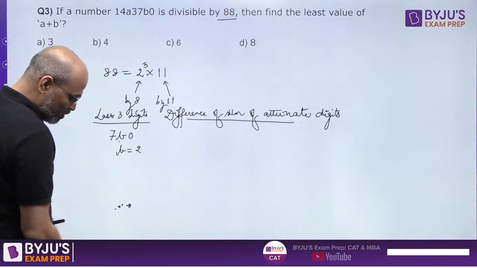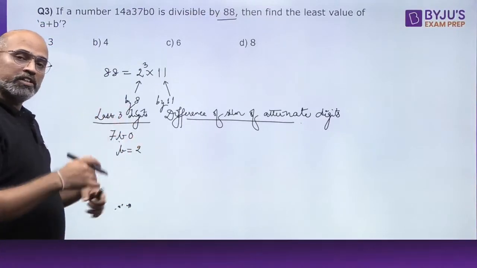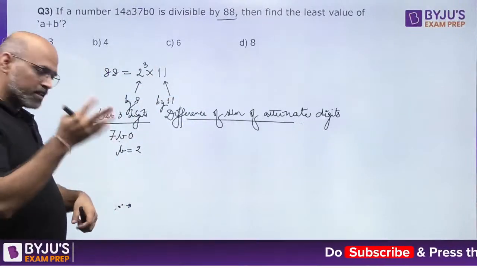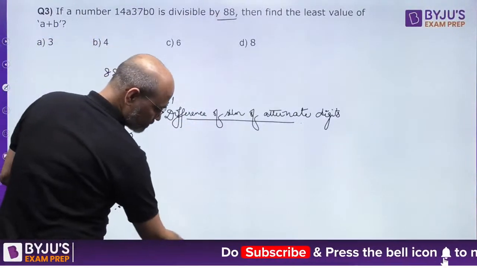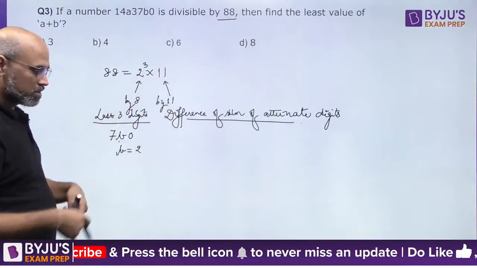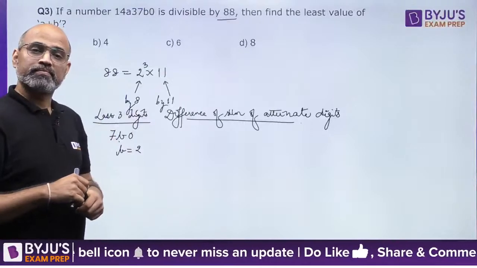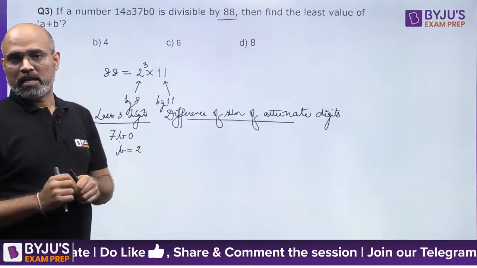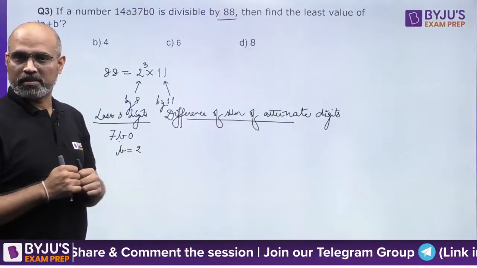Now when I say the difference of the sum of alternate digits, shall we take the alternate digits from the left side or the right side? From which side do we take them? Anyone who can tell me? Left or right? Let me tell you, it doesn't matter. Whether you take from the left or from the right, it makes no difference.